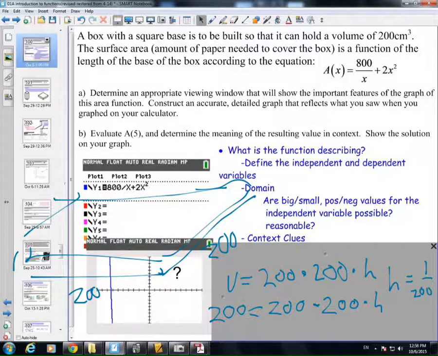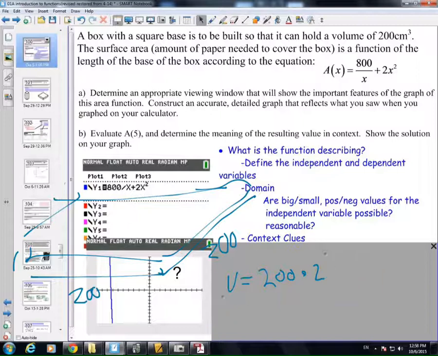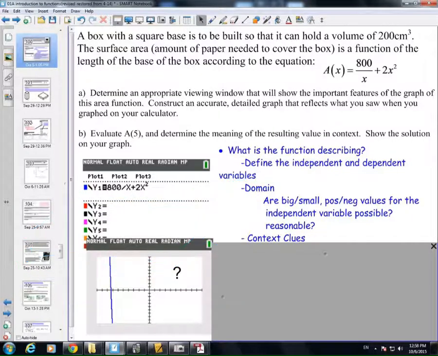So we don't want our x values to be negative. We also don't want our x values to be too large. So let me erase some of this stuff here. Actually, I could just do that. There. The other thing that we can do when thinking about the domain is think about context clues. So when I read the entire problem, after I scan the whole problem, I see in part B it asks me to evaluate A of 5. That's saying x is 5, and that tells me then my x's should be reasonably small numbers in order to get surface areas of reasonably shaped boxes.